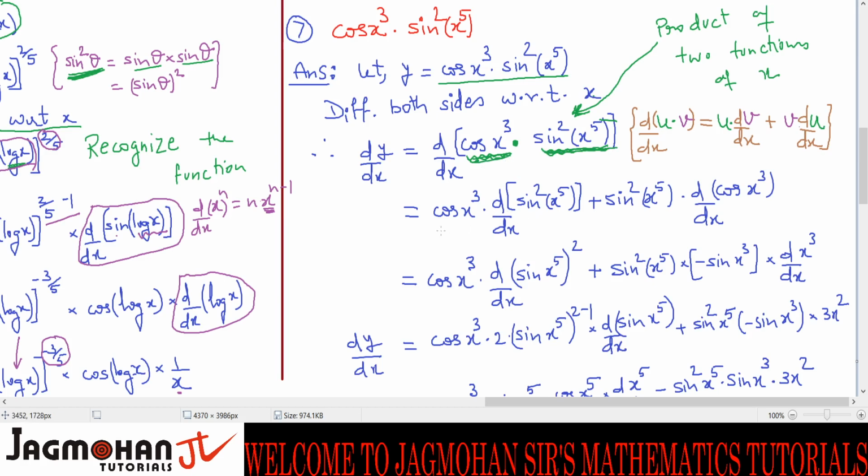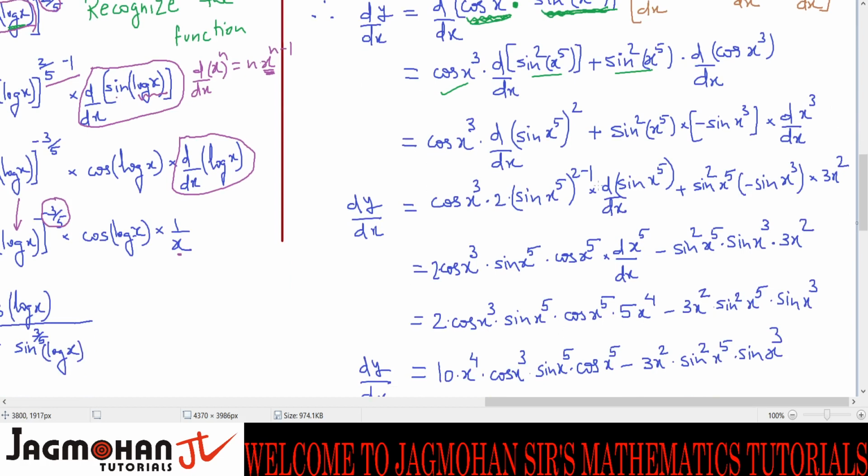This one I get cos x cube d by dx of sine square x raised to 5 plus sine square x raised to 5 d by dx of cos of x cube. The next step here, cos of x cube is only multiplied, so it will be copied as it is as a factor. D by dx of sine square x raised to 5. As I told you, sine square x raised to 5, I will write sine of x raised to 5 the whole square. Once again I repeat that if you want, you can skip this one step, but as of now we are writing because we are training ourselves. Later, once you have understood, this will all become automatic.